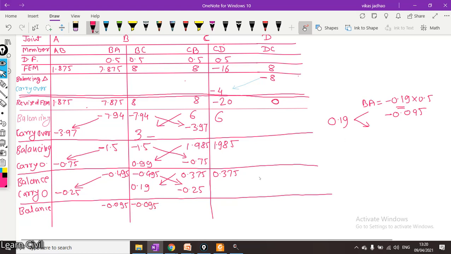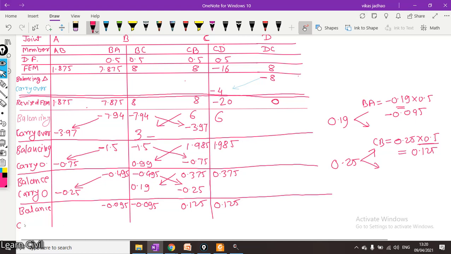This minus 0.25 will be balanced by a moment of 0.25 and it will be shared by CB. It will be 0.25 into 0.5, this is distribution factor, so this will be equal to 0.125. So we'll write down 0.125 here. Again this will be 0.125 because the distribution factors are same.